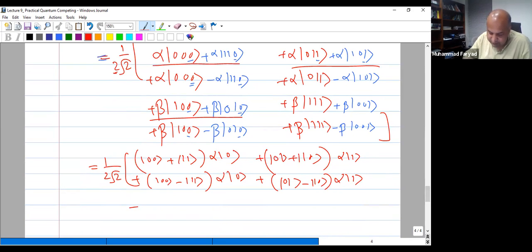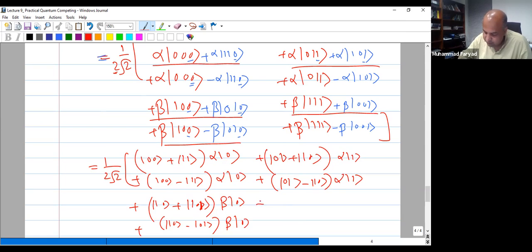Similarly, from here, we will get 1, 0 plus 0, 1 into beta 0, and then over here 1, 0 minus 0, 1 into beta 0. So from this one, this would be 1, 1 plus 0, 0 into beta 1, and from this I will get minus 0, 0 minus 1, 1. So this is 1, 1 minus 0, 0, but I took minus common out, so this becomes 0, 0 minus 1, 1, and then this 1 on the right side is common, so this is beta 1.